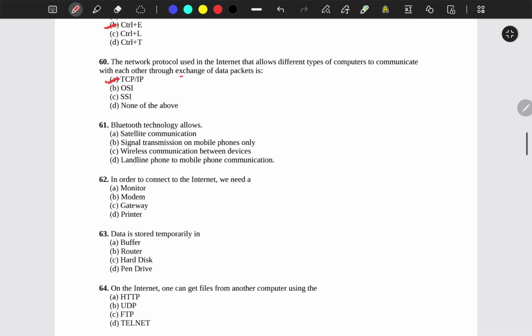Okay, 61. Bluetooth. This is a very easy question. Bluetooth technology allows satellite communication. Does it allow satellite communication? Okay, this one: signal transmission on mobile phones only. Mobile phones only? No, right?